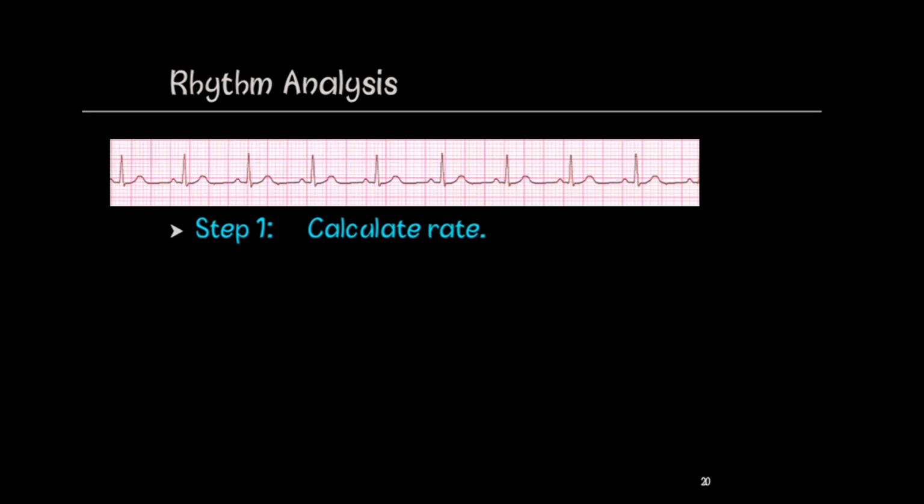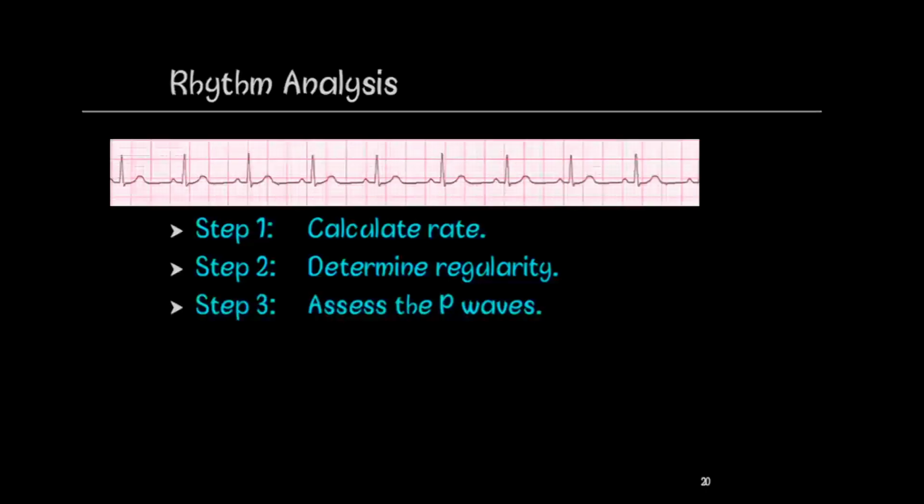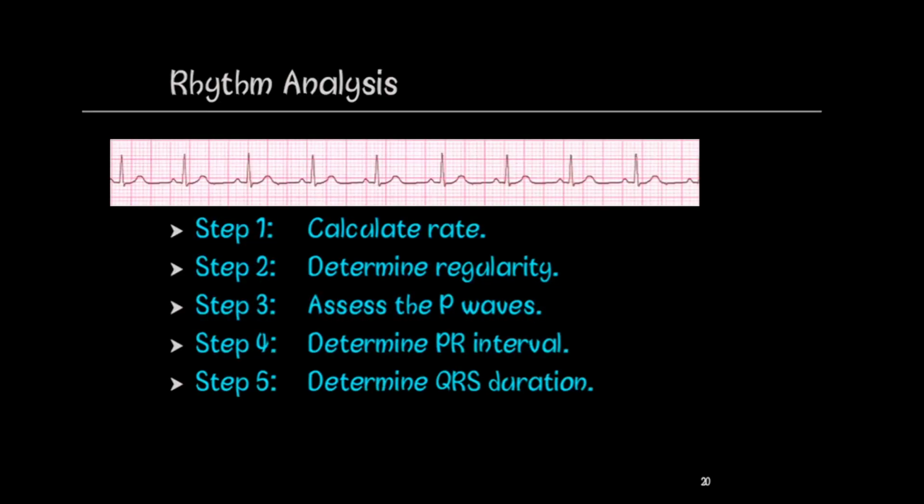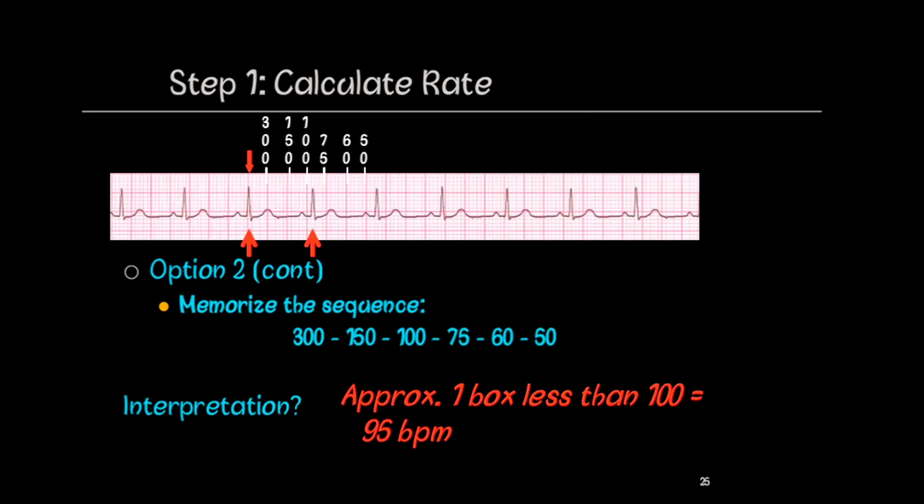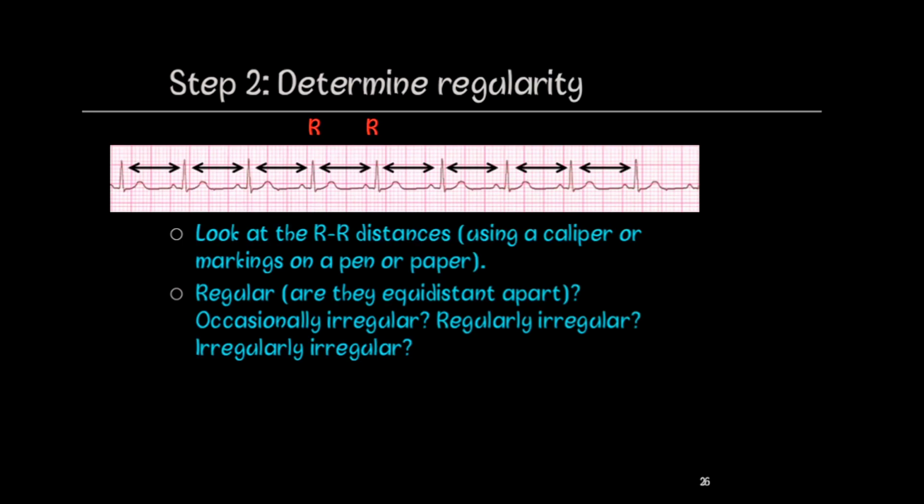Now the other steps are determine regularity, and all of these steps from step number 2 will be discussed in this video. Third step is to assess the P waves, then determine the PR interval, and then determine the QRS duration. So this was step number 1 that we discussed in the second part of this video, and now we'll be continuing from step number 2, that is determine regularity.